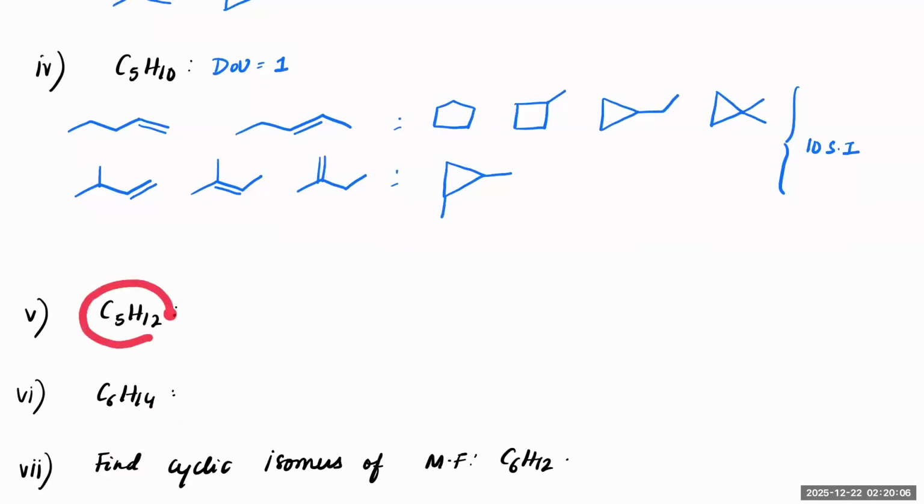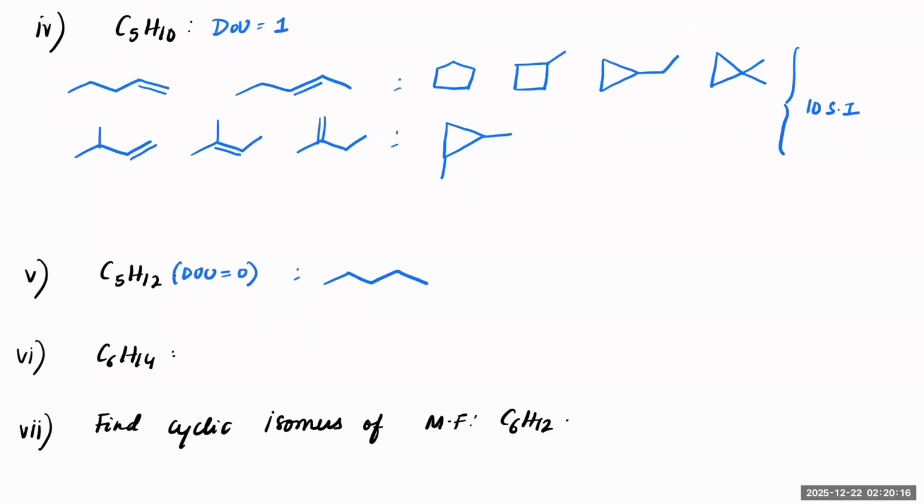Next, C5H12. You can see the degree of unsaturation in this case is 0. Which means everything should be written without any double bond or so. This is 1, this is 2, and this is 3. Correct, with more branches. So I can't make anything new other than these three if it is only alkanes. We cannot make any alkenes or alkynes. In that case, these are the only three possibilities.